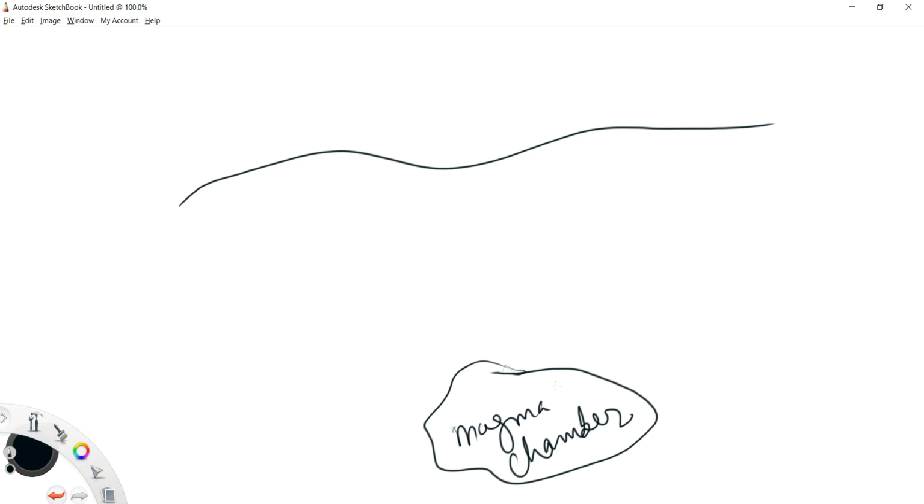So this will create a magma chamber, and when this groundwater is percolating downwards and comes in contact with this magma chamber, this will cause some heating. It is very hot, sometimes around 1200 degrees centigrade. So you can imagine how hot the water will get.